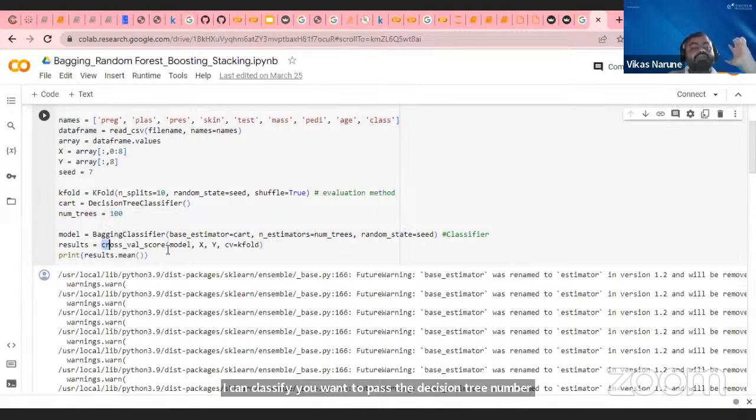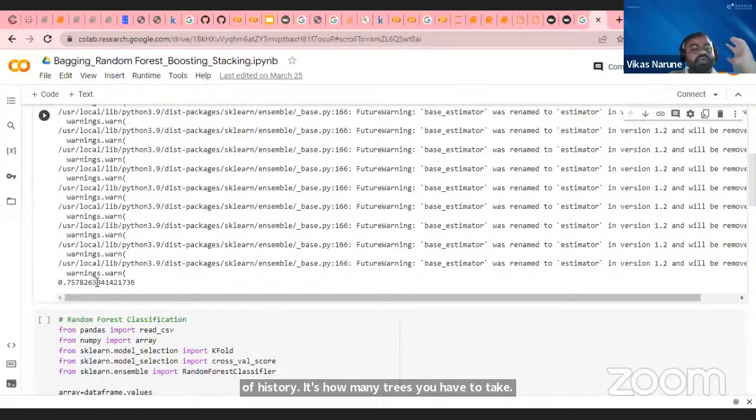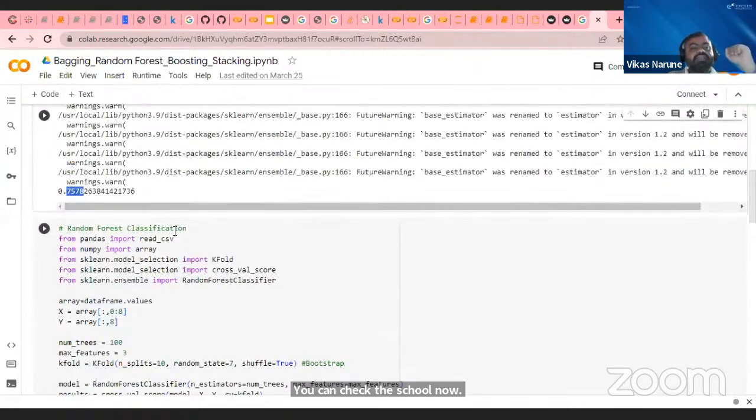And then I'm checking the score, guys. You can check the score now. Look at the score, 75% now. Okay. Now, same tree, same thing, everything.